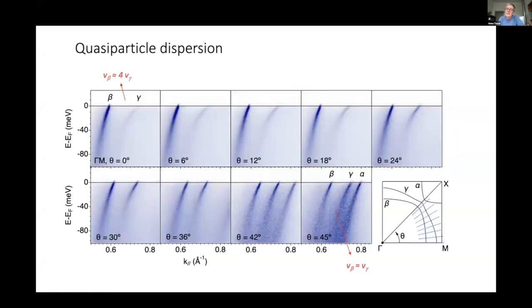The second thing we look at is how the quasi-particle dispersion evolves as you move on the Fermi surface. Here you have a few dispersion plots starting from the gamma M direction into the diagonal of the Brillouin zone. When you look at the gamma M direction, you see only the beta and the gamma band, and you see that the velocity of these two bands is quite different. As you move towards the diagonal, you see that the two bands have basically the same velocity. So there is a strong angular dependence of these velocities.